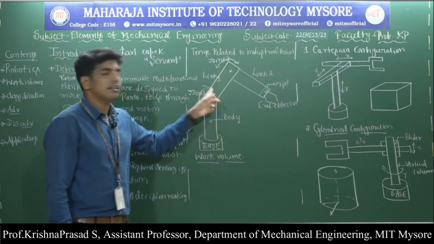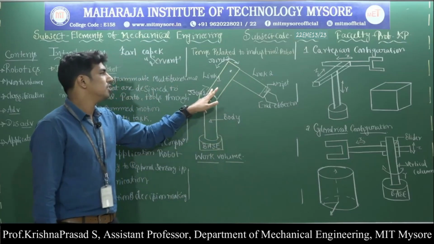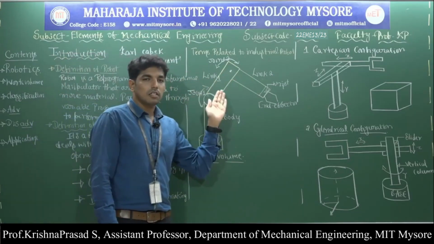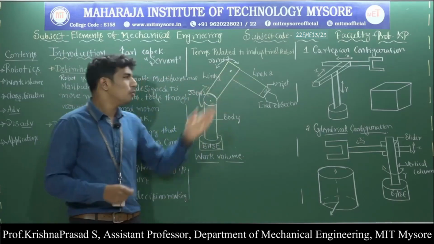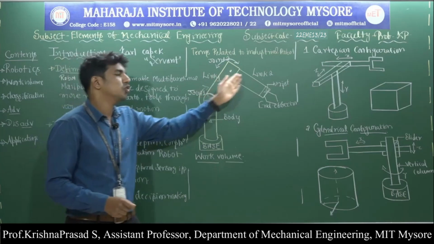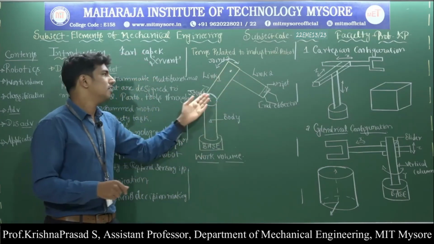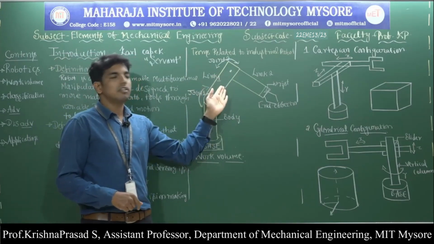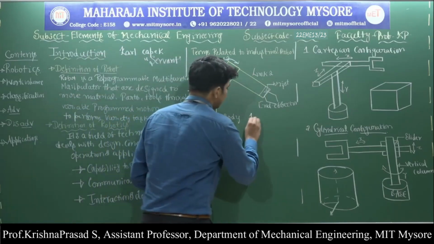The link is a rigid member that connects the joint. It provides the relative motion between the input link and the output link. That means the motion of the input link provides the various motion to the output link. So this is called a link. A link is a rigid member that connects the joint. Here the motion of the input link causes the various motion to the output link.